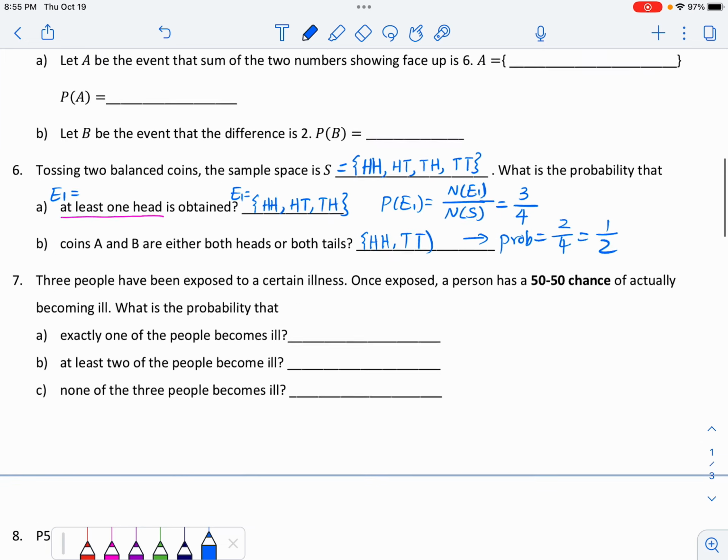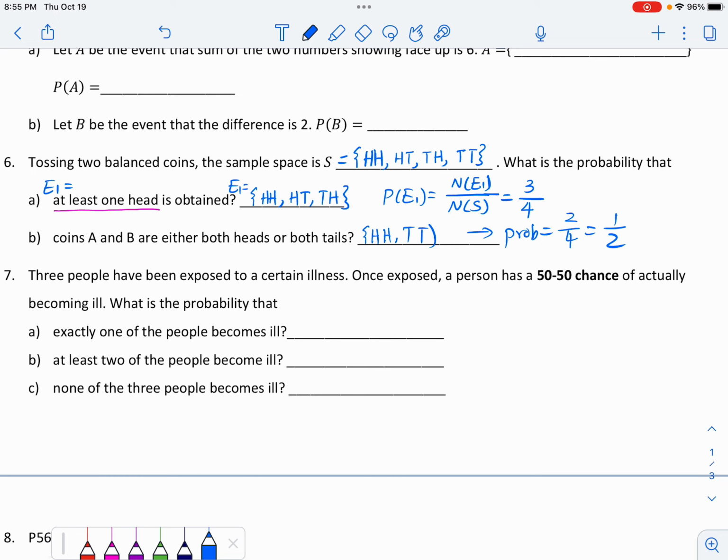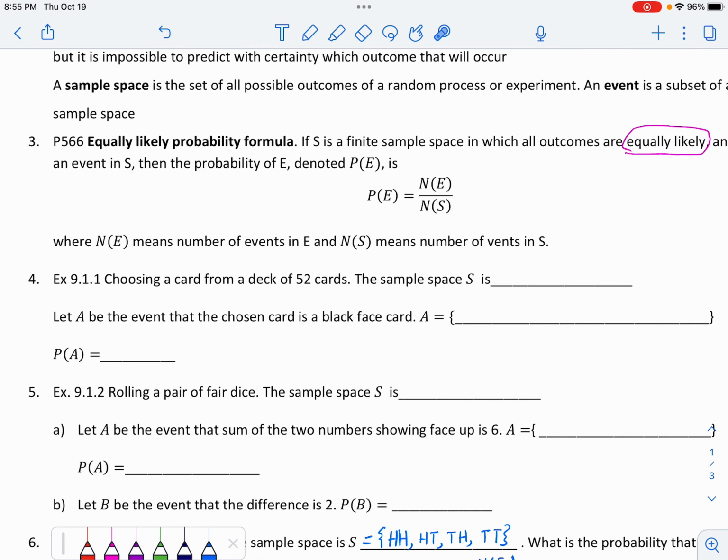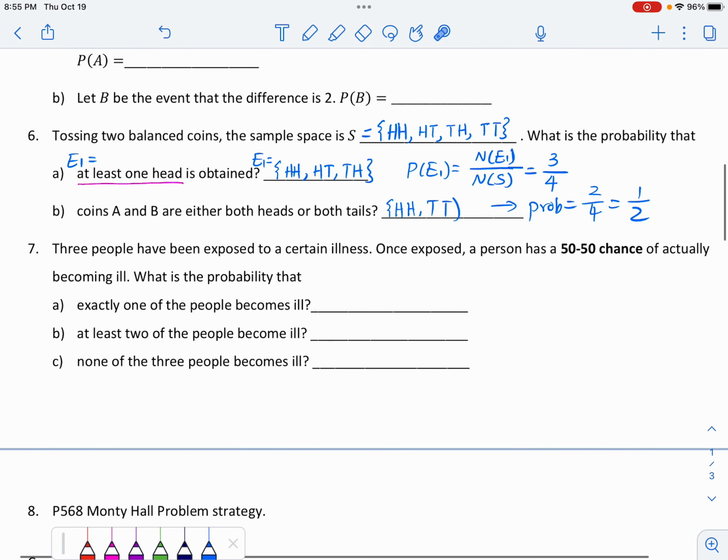Now next example. 3 people have been exposed to a certain illness. Once exposed, a person has a 50-50 chance of actually becoming ill. In other words, we are talking about an equally likely chance, so this rule should apply, right? Now let's continue to read. What is the probability that exactly one of these 3 people becomes ill, at least 2 of the people become ill, or none of the 3 people becomes ill? So we are going to look at these different scenarios.